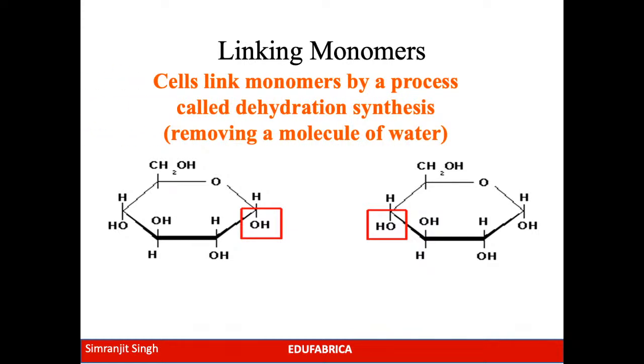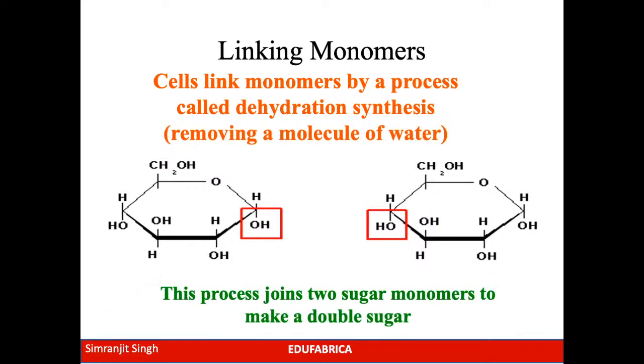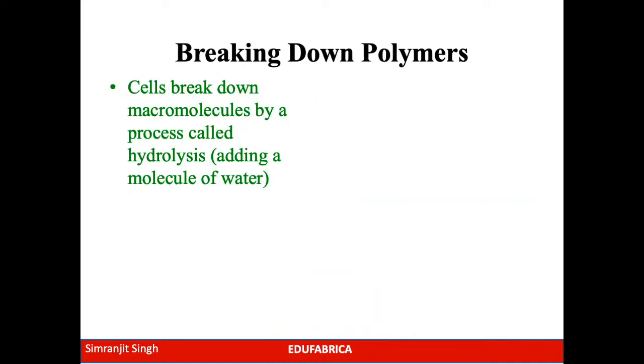Cells link monomers by the process of dehydration, in which we remove water. So out of the OH and OH in the sugar groups, you join them together to make a double sugar. You remove the H from here and the OH from there, and then H2O forms out of it.